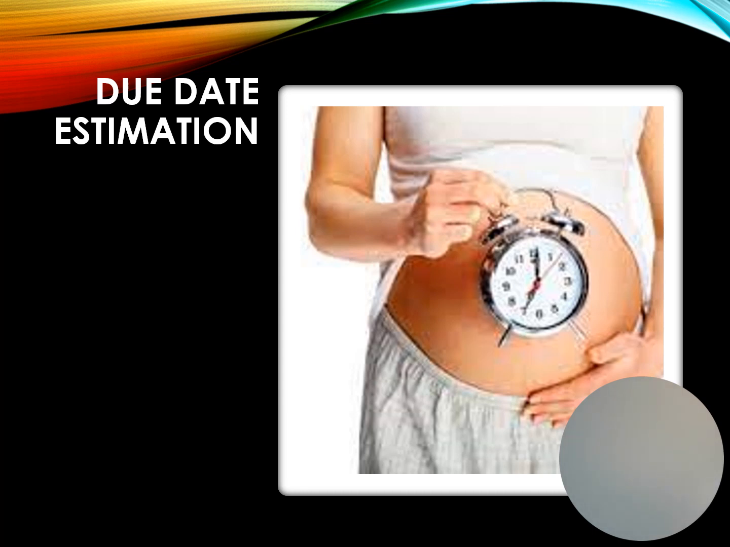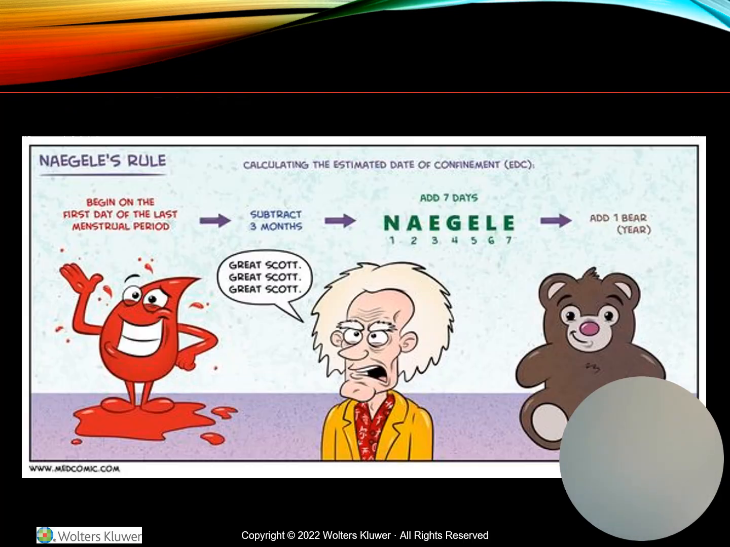Those landmarks in the pregnancy include quickening, which is when the woman first feels movement, usually between 16 and 20 weeks, and the fetal heartbeat, which is evident at 10 to 12 weeks. So Naegele's rule.